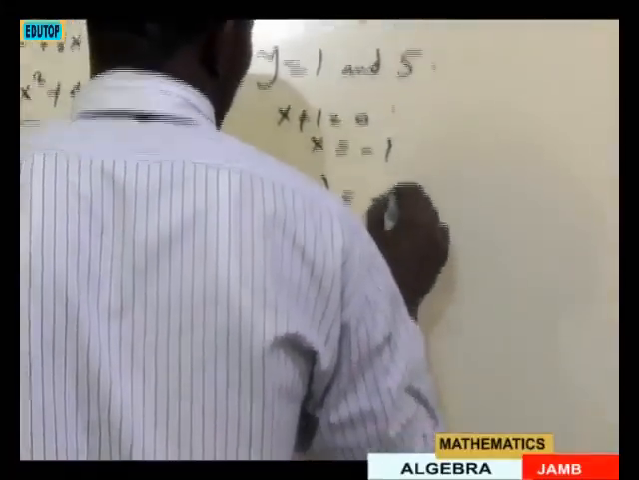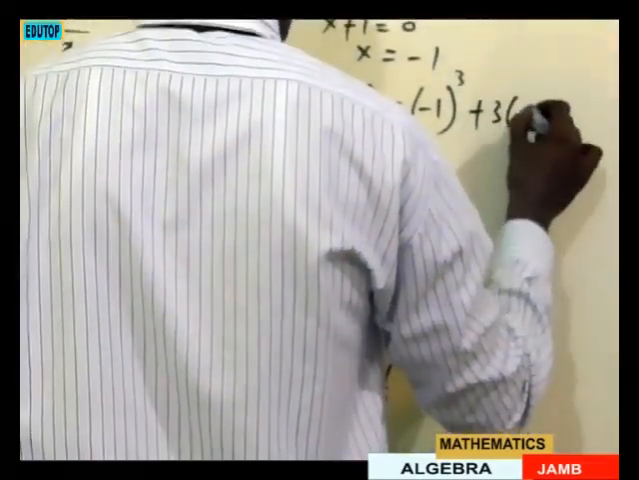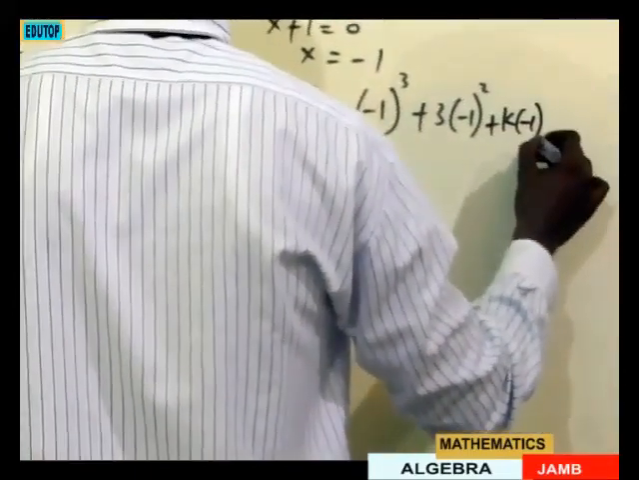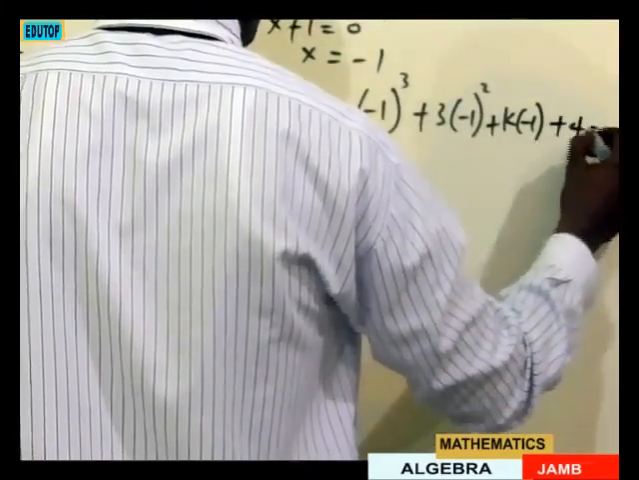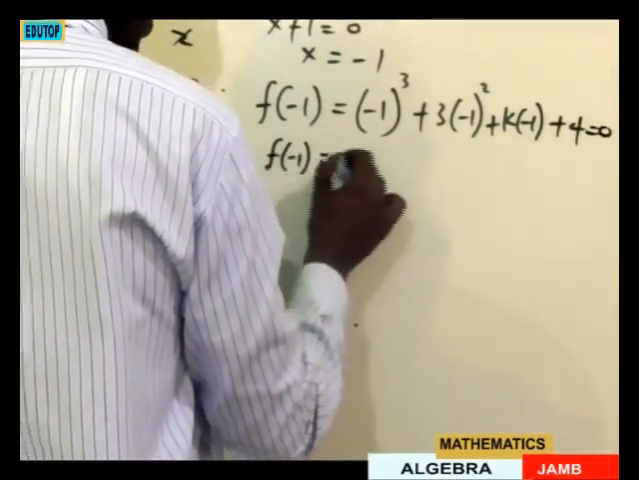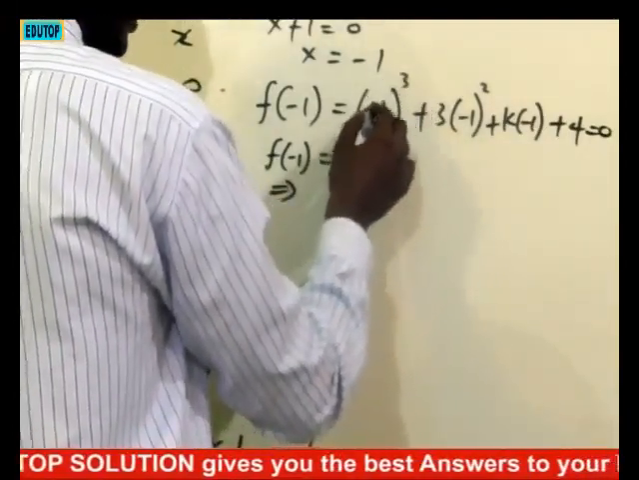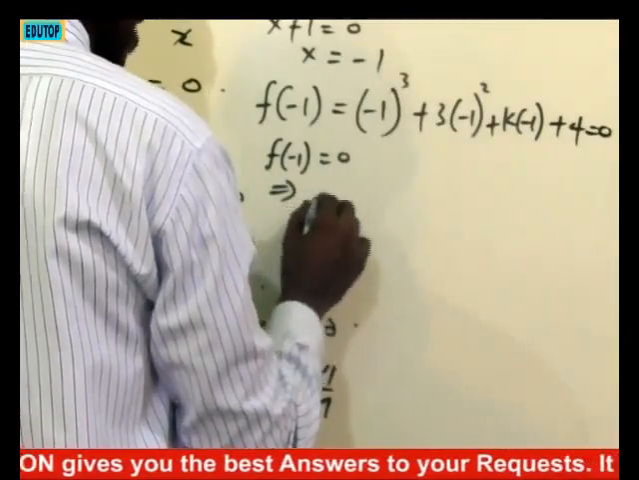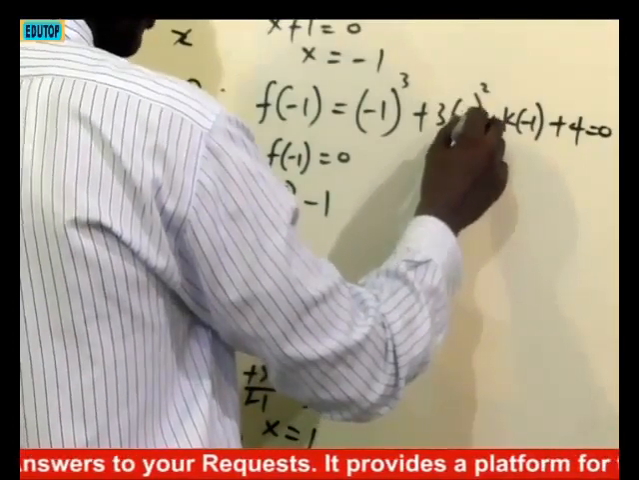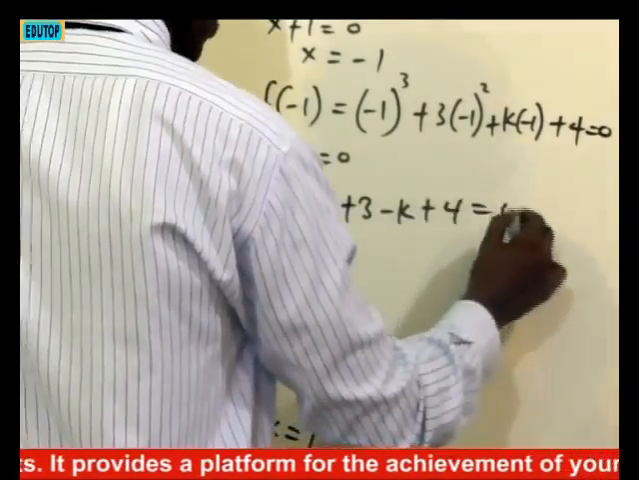So here I have minus 1 cubed plus 3 into minus 1 squared plus k into minus 1 plus 4 must be equal to what? 0. Then f of minus 1 equals 0, which implies that minus 1 cubed, I said whenever a negative is raised to an odd power it is usually negative, so I have minus 1, then a negative raised to an even power becomes plus. So 1 times this plus 3, and this one is minus k plus 4 equals 0.